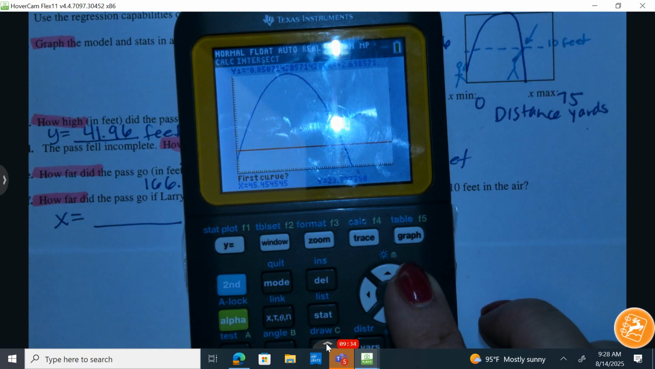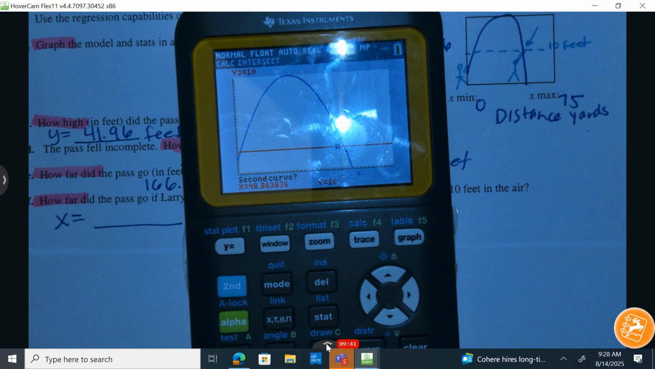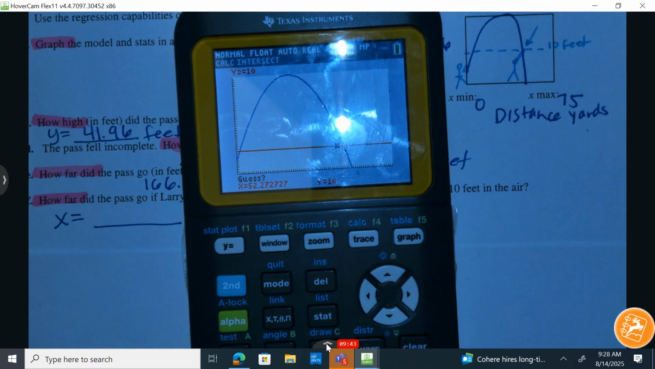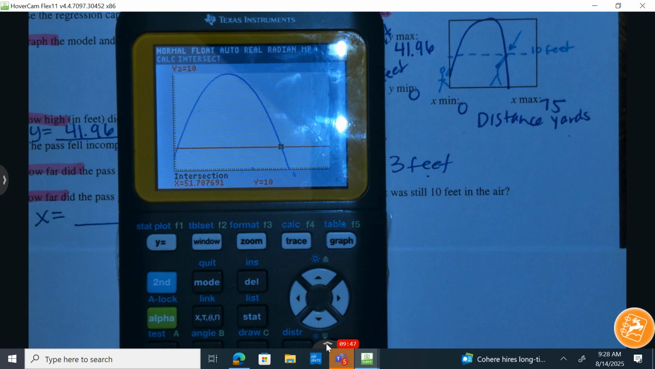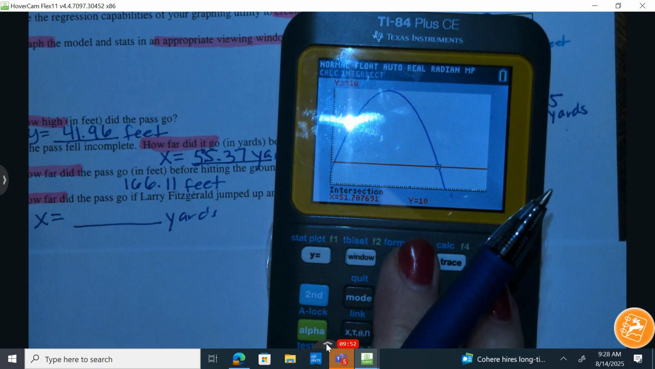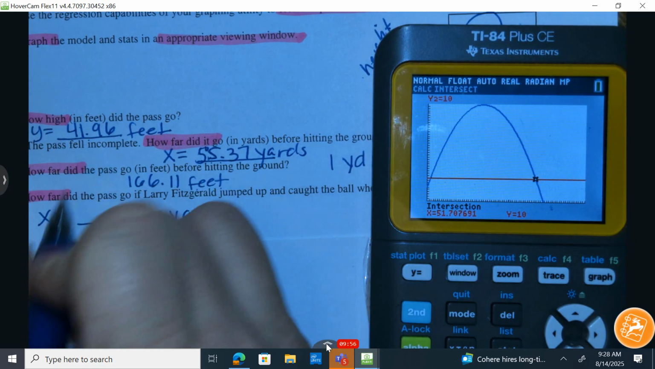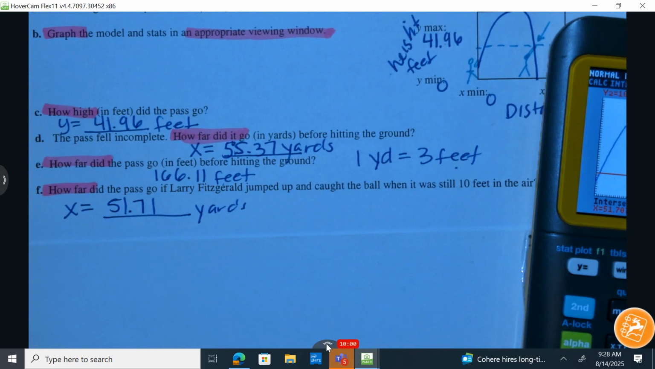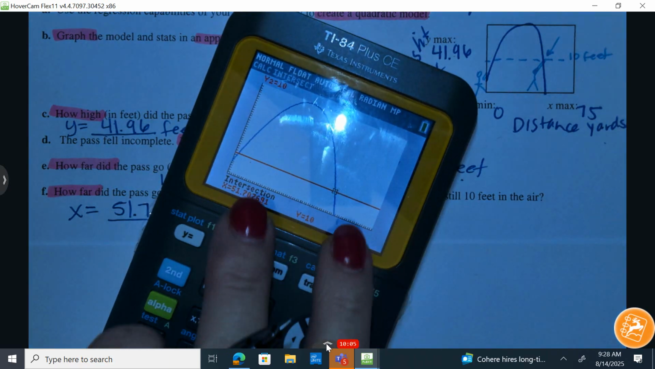Remember to find this, we're going to get close to the intersection point, but not on it. Press enter, it'll jump to the next line called the curve. Press enter again, and then go over the top of where you believe they intersect. So how do I know whether to write down the x value or the y value? Well, that's why we highlighted this. How far represents the horizontal distance. So this is 51.71 yards. That's how far horizontally the ball went before Larry jumped up and caught it as the ball was coming back down.